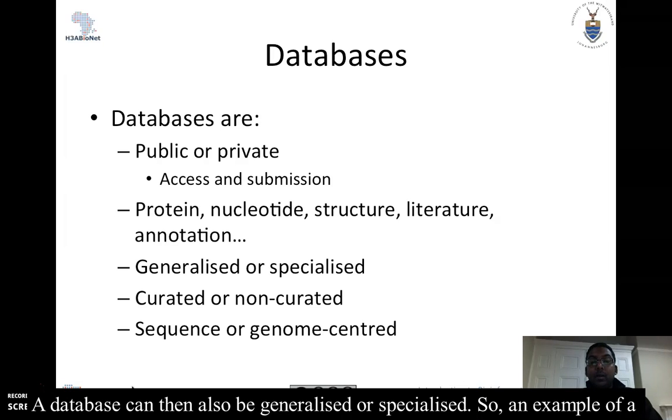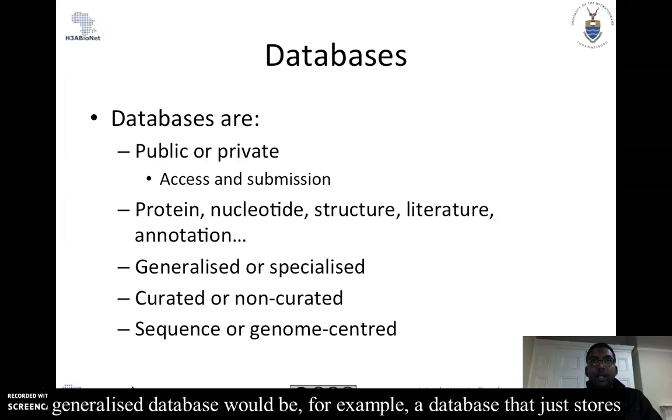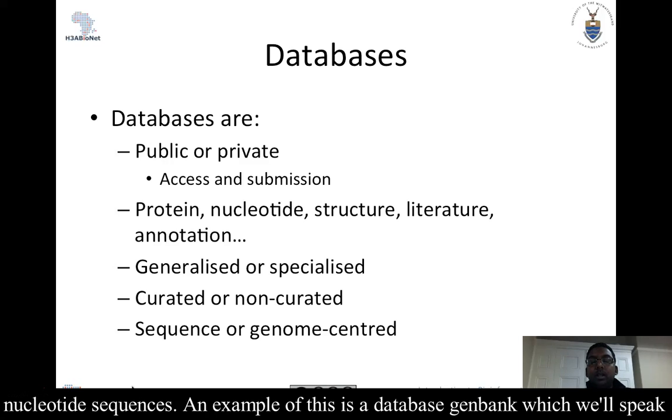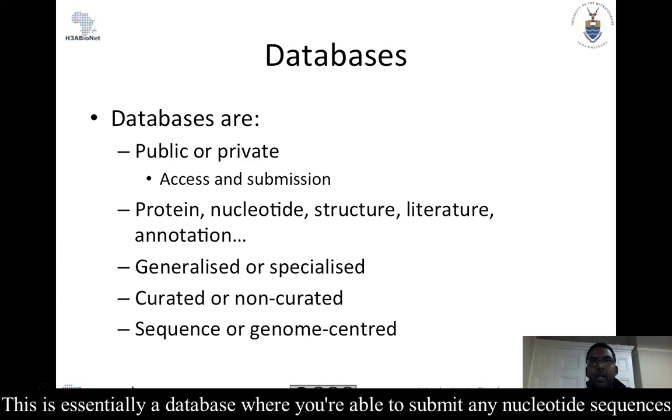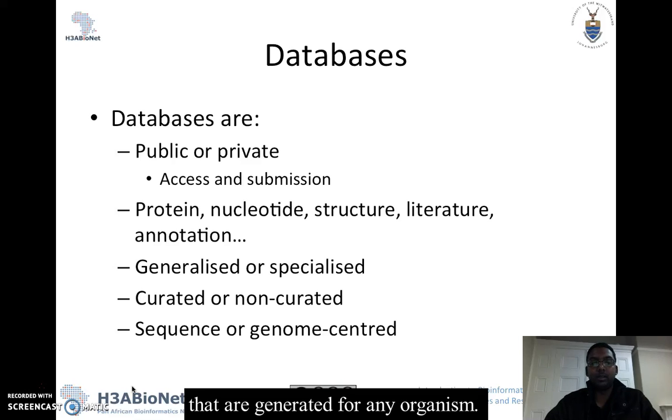A database can then also be generalized or specialized. An example of a generalized database would be a database that just stores nucleotide sequences. An example of this is GenBank, which we'll speak about later, but it's essentially a database where you're able to submit any nucleotide sequences that are generated for any organism.